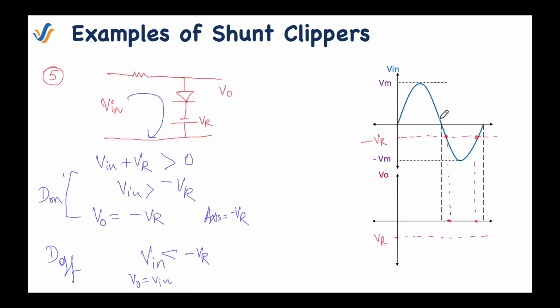So here you can see that whatever input voltage is above minus VR is the case of the diode being on. In that case, V output becomes constant at minus VR. That's why I have marked this minus VR in the output waveform also. From this point to this point, the output is constant at minus of VR.